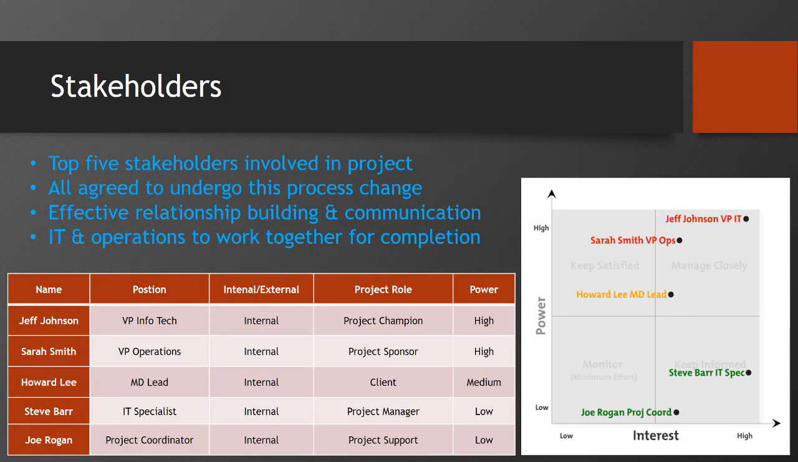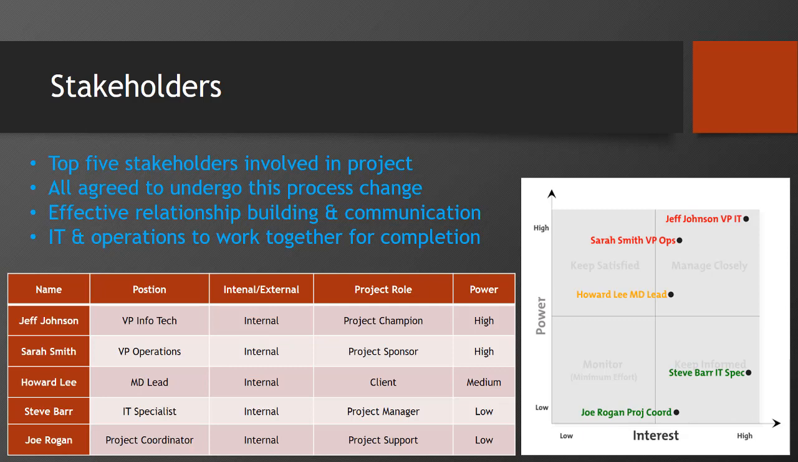Now, when we talk about this problem that is in the supply chain and the process, we need to involve the stakeholders that are going to be key and the ones involved in the project. The 5 that are going to be involved range from the VP of Information Technology, the VP of Operations, the MD lead, which is the provider that was acquired and his practice is being integrated, the IT specialist that's going to be handling the day-to-day and the overall view of the project, and then the project coordinator who is going to assist IT in making sure that staff gets what they need and is going to be the one on site delivering the help as needed.